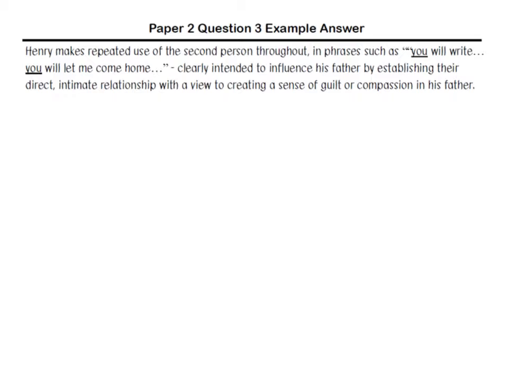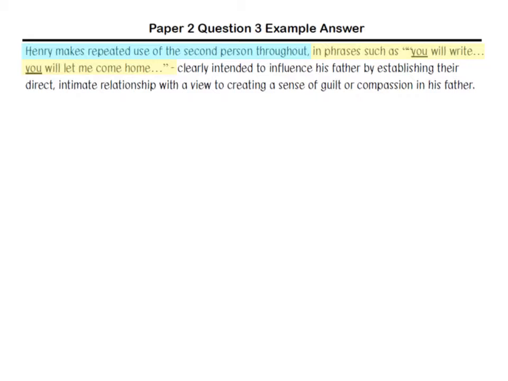Henry makes repeated use of the second person throughout. So the bit in blue is us saying, here is the language technique. You've been asked, what kind of language do they use? What sorts of choices does the writer make in terms of language? And that blue bit is saying, well, one of the choices is he repeatedly used the second person. So now we need to prove it. So the yellow bit is giving us the quotations. In phrases such as, you will write, you will let me come home.